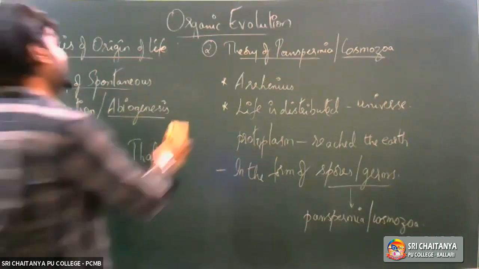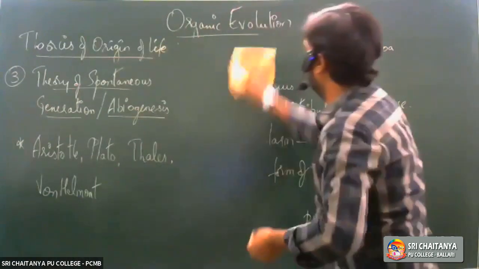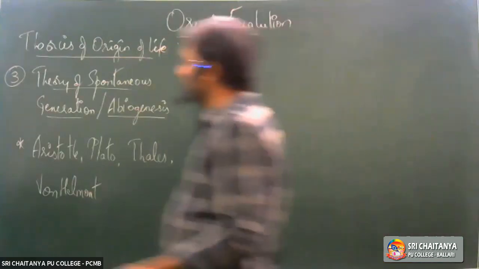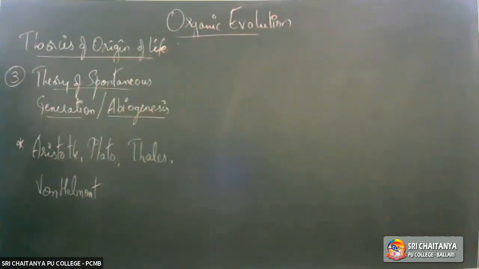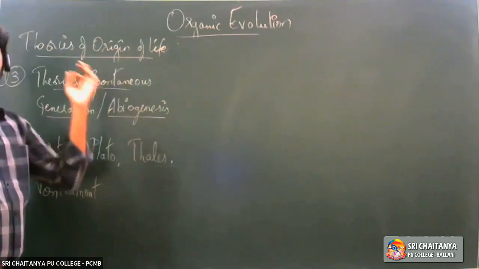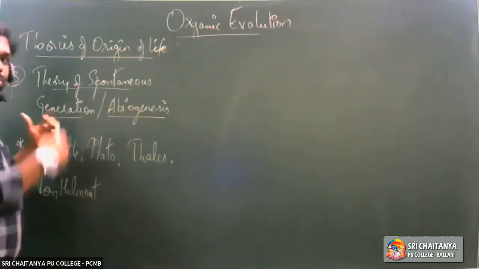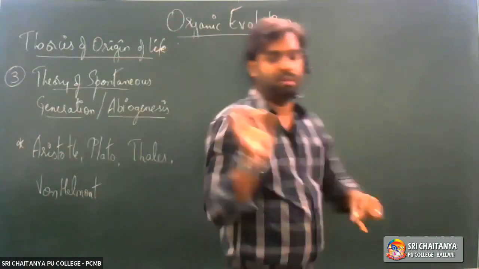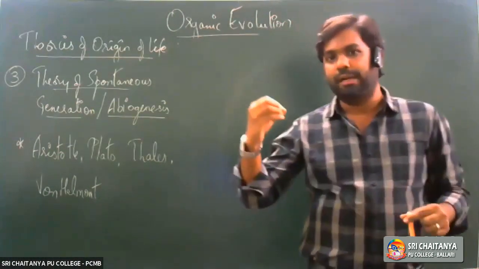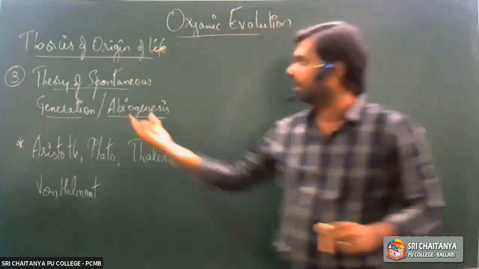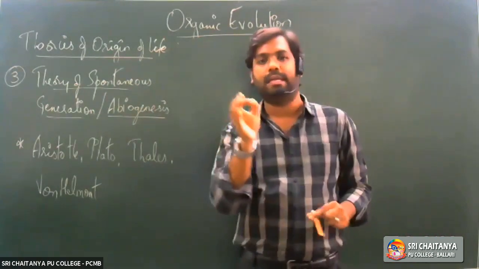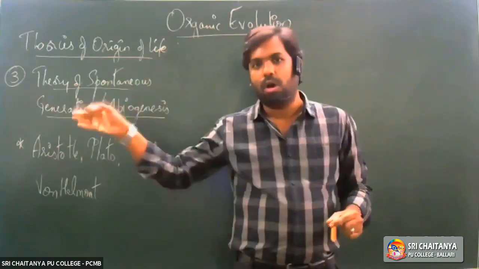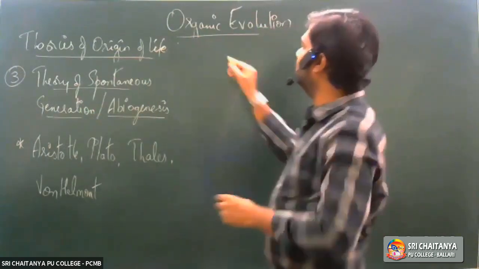Now, what does this theory of abiogenesis or theory of spontaneous generation say? Spontaneous means all of a sudden. Generation means formation. So what they said in this particular theory is that life originated spontaneously, all of a sudden, from non-living things. That was the theory they came up with.